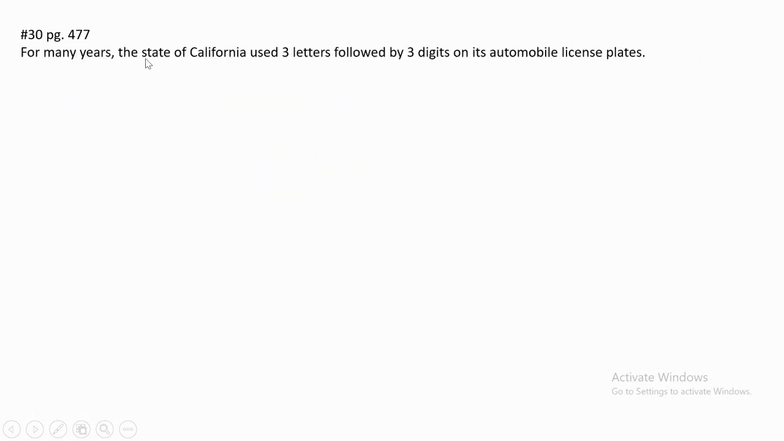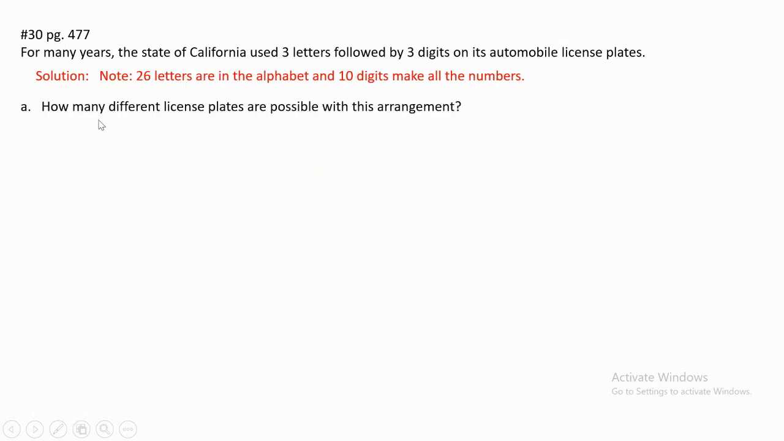This is number 30. For many years, the state of California used 3 letters followed by 3 digits on its automobile license plates. So there are 26 letters in the alphabet and 10 digits to make all the numbers. How many different license plates are possible with this arrangement? So they start with 3 letters. These are my letters. These are my digits. So it'll be 26 times 26 times 26, and then the digits will be 10 times 10 times 10. When you multiply them out, you get 17,576,000. That's how many plates were possible.